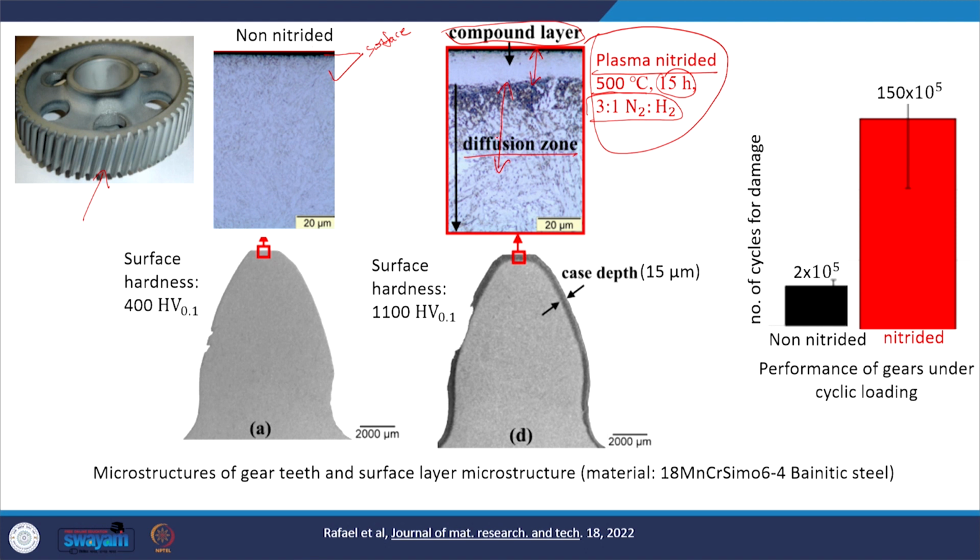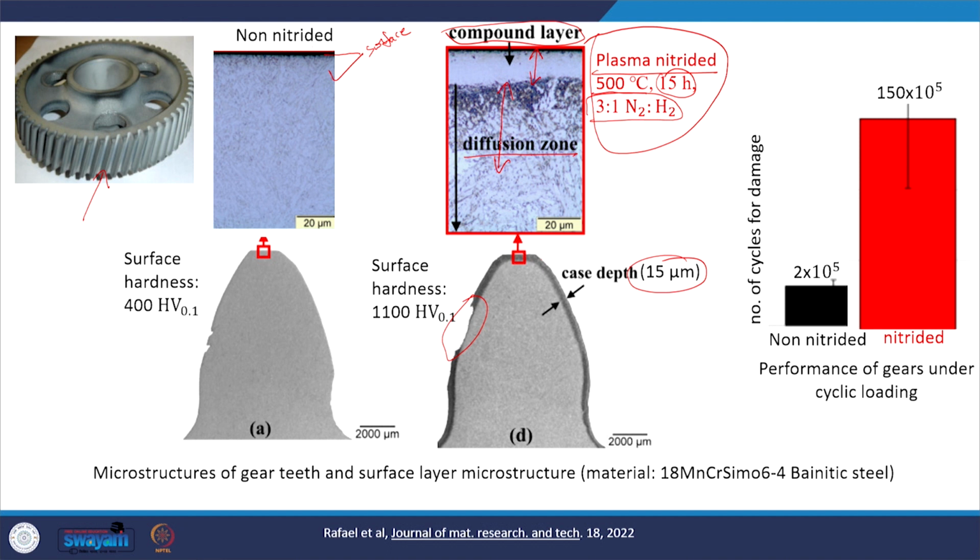And now, if you see here macroscopically, this is the tooth of a gear. You see on the surface a layer of about 15 micrometer thickness, right, that is called the nitrided layer. You see here something has spalled off, please do not bother about it. And in this region you will get higher hardness.